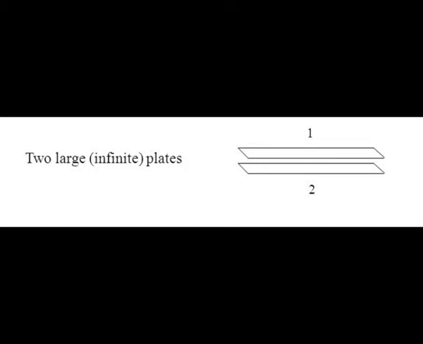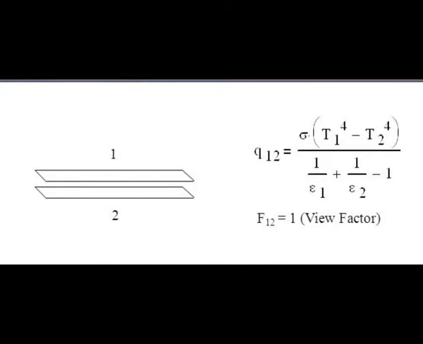Then for two large infinite plates, based on the diagram, we can see two parallel plates that have already been marked as 1 and 2. For the formula, we can use Q equals the Stefan-Boltzmann constant multiplied by T1 to the power of 4 minus T2 to the power of 4, divided by 1 over emissivity of surface 1 plus 1 over emissivity of surface 2 minus 1.